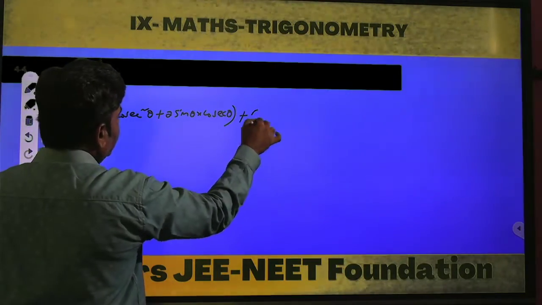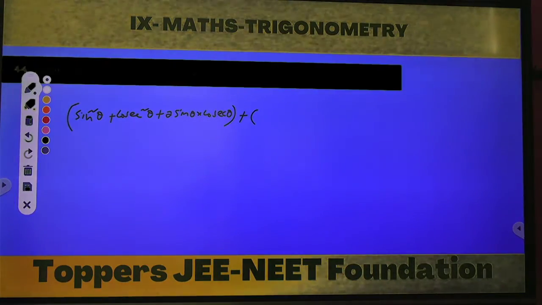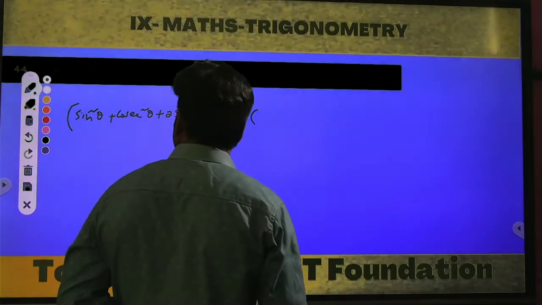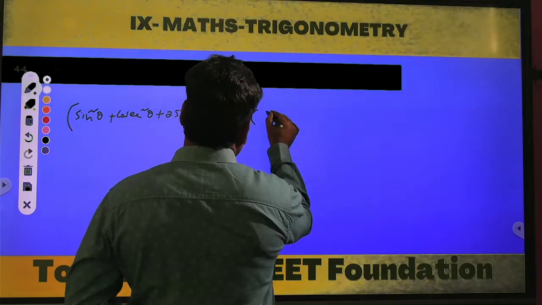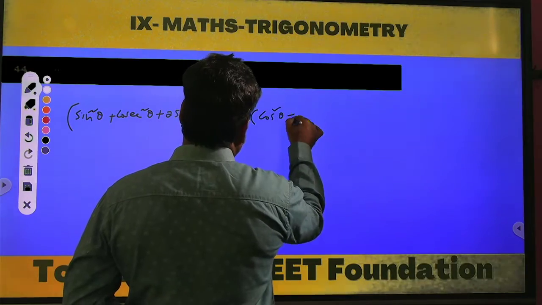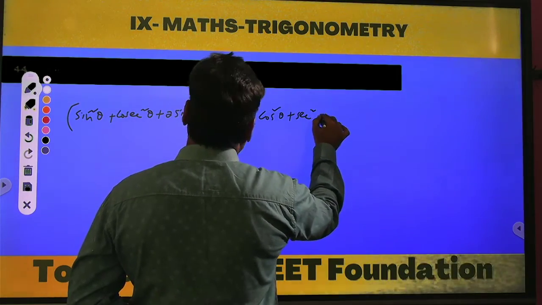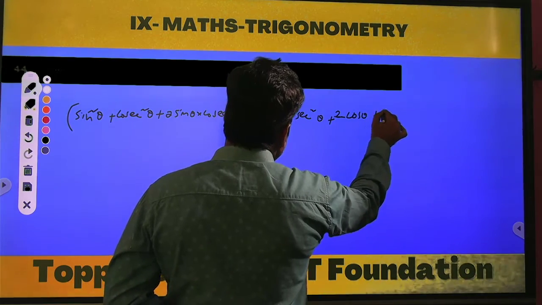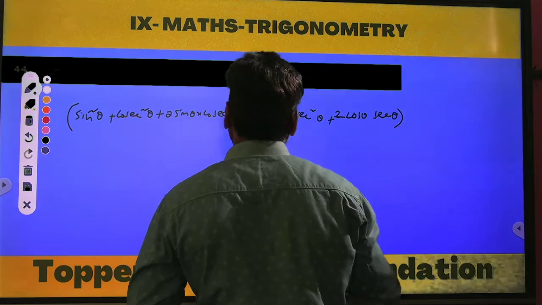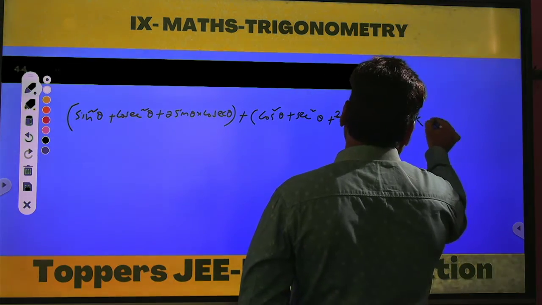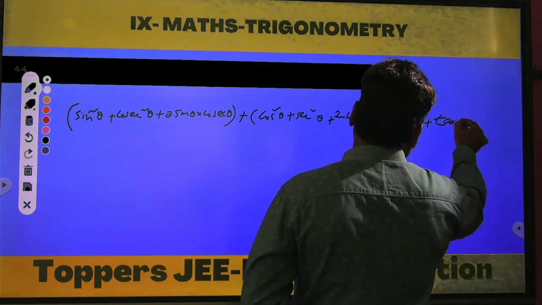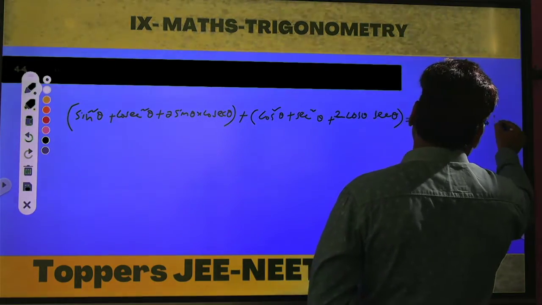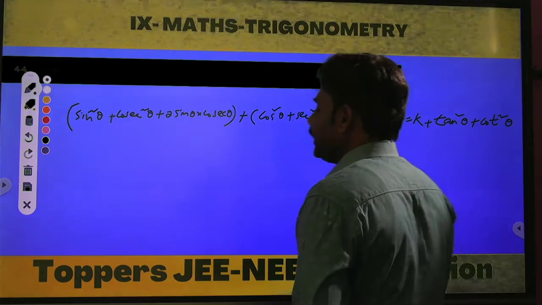In the same way, cos theta plus secant theta whole square is also expanded in the form of (a plus b) whole square, where a is cos theta and b is secant theta. Means cos square theta plus secant square theta plus 2 cos theta into secant theta is equal to k plus tan square theta plus cot square theta.